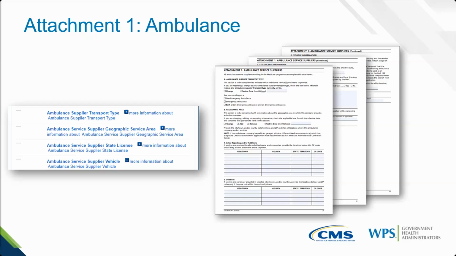On the right, you're seeing Attachment 1 on the paper application, and we'll go through each one of these sections. Attachment 1 on the paper application is 3 pages, and all 3 pages are required. This will be for initial enrollments, for revalidations, and for any changes that impact, say, the license, the service area, or the vehicles.